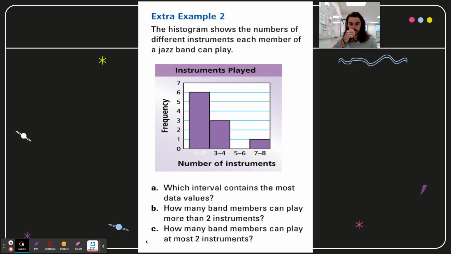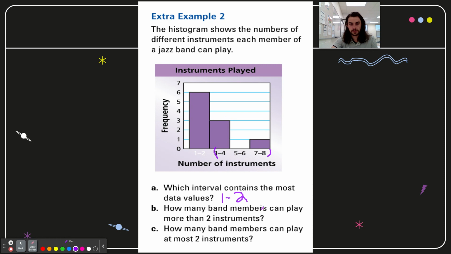You guys try this one. Try part A, B, and C, and I will give you the answers in 1 second. So part A asks us which interval contains the most data values. So which one is the tallest bar? It is 1 to 2. How many band members can play more than 2 instruments? So more than 2, it's greater than 2, which means it's up here.